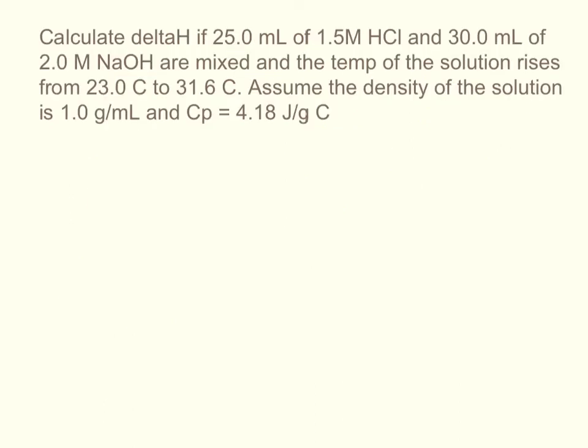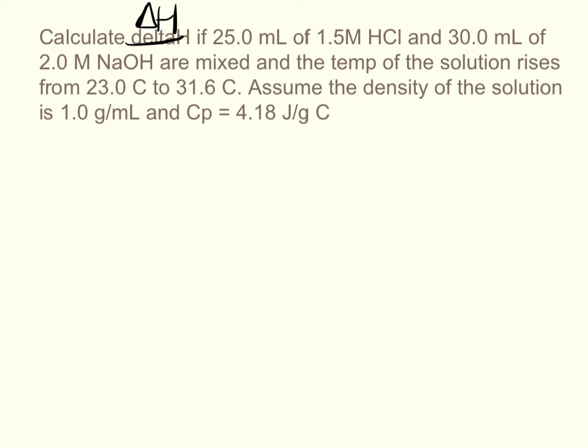So this problem says calculate delta H. I couldn't type that in on the iPad. If 25 milliliters of 1.5 molar HCl and 30.0 milliliters of 2 molar NaOH are mixed and the temp of the solution rises from 23 Celsius to 31.6 degrees Celsius. Assume the density of the solution is 1 gram per milliliter and the specific heat is 4.18 joules per gram degree Celsius. Whoa, there's a lot of information.